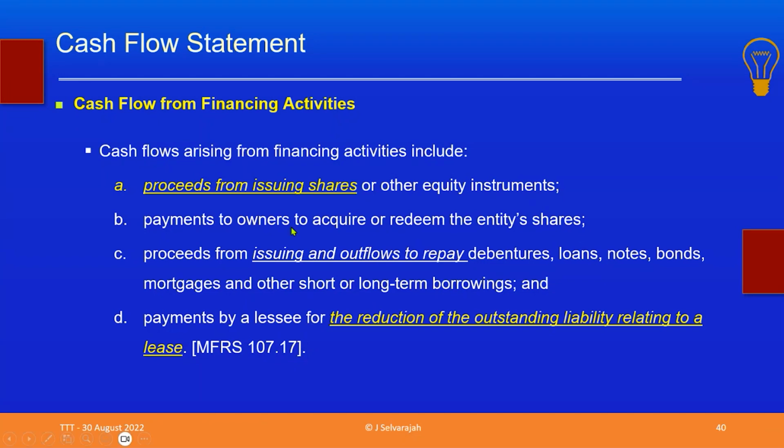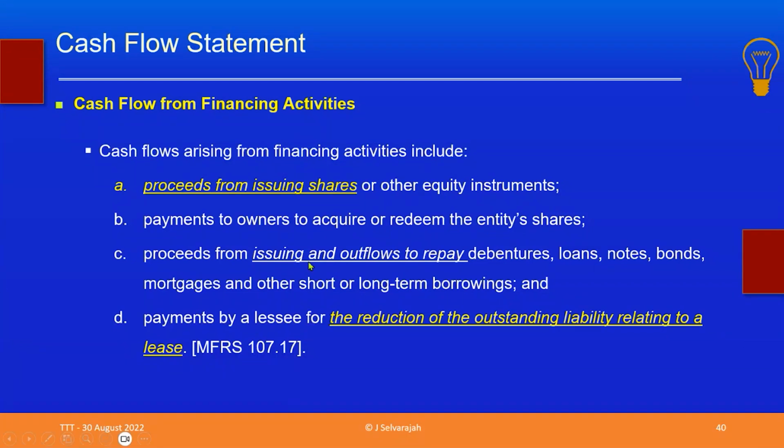So, payment to owners to acquire or redeem the entity's shares. Now, this is a share buyback. When you say payment to the owners to redeem the entity's shares, it is a share buyback, or it could be a repayment of capital: repay the capital to them and cancel the shares.